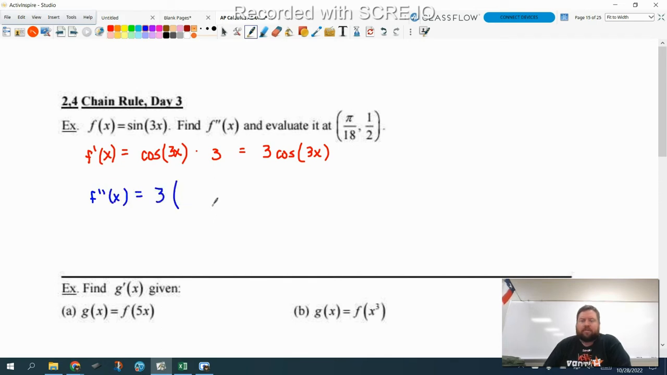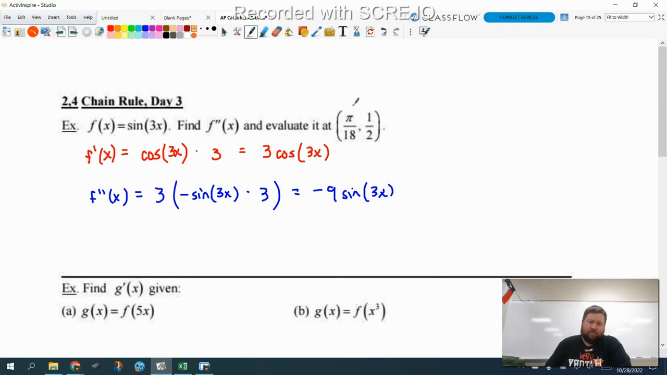We have our 3 in front. The derivative of cosine is negative sine. Keep the inside part the same, 3x, and then we're going to multiply by 3, which is the derivative of the inside. All right, so I'm going to multiply that 3 times the negative 1 times the 3, and I'm going to get negative 9 sine of 3x. So there's my second derivative.